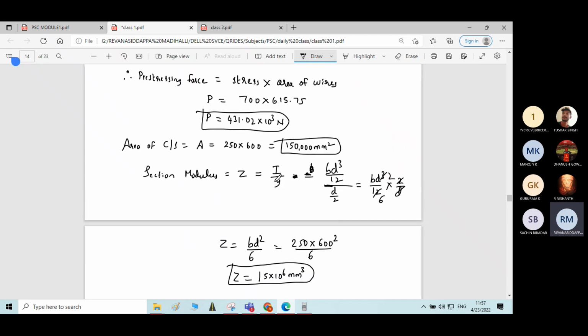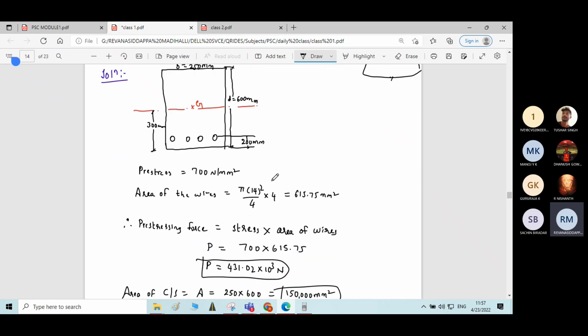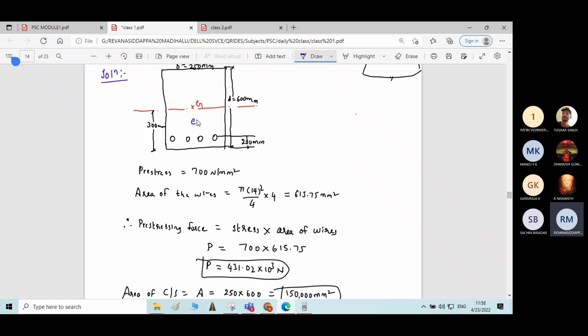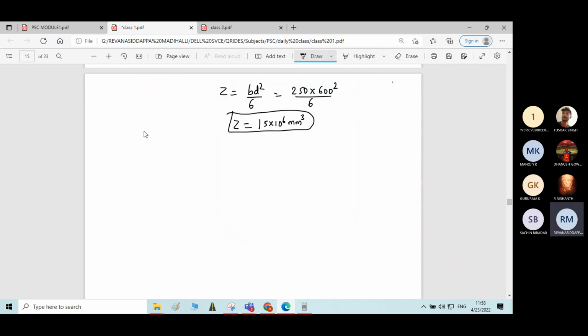Then what else do we need to calculate? We can calculate the eccentricity. What is eccentricity? It is the distance between the centroid of the whole figure and the centroid of the prestressing force. So 300 minus 200 will give the eccentricity. E is equal to 300 minus 200, so you get the eccentricity as 100 mm.